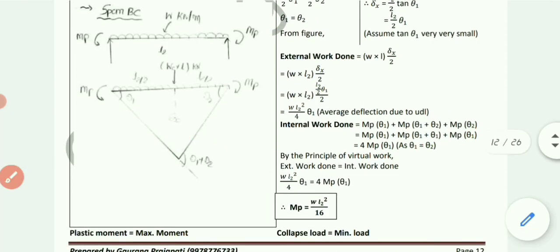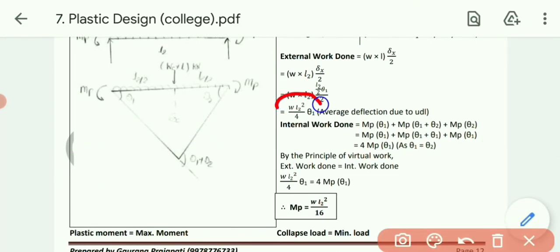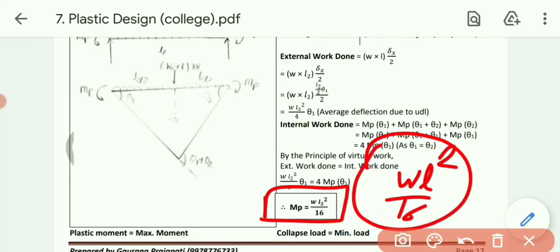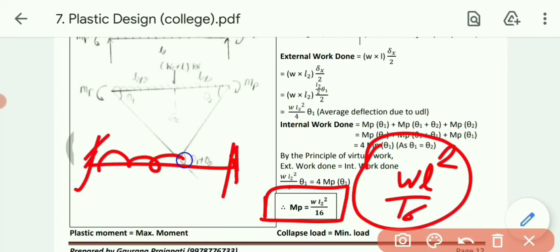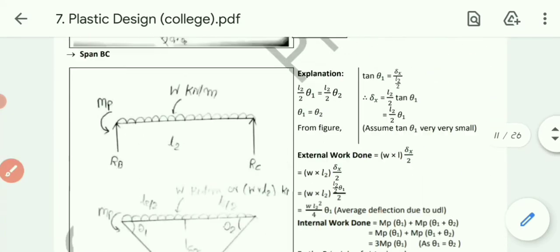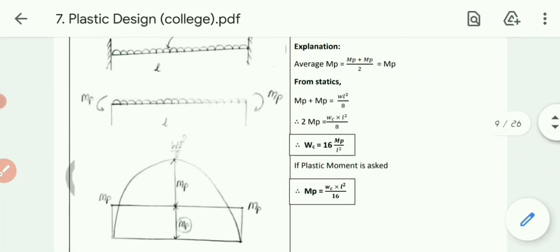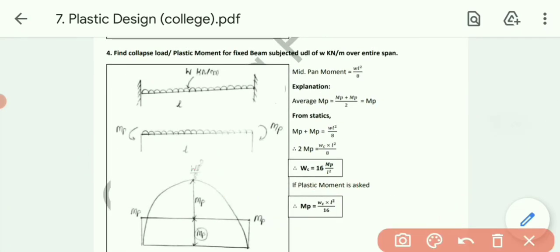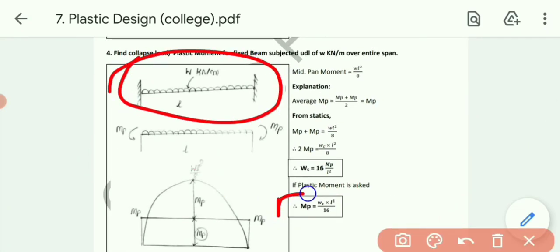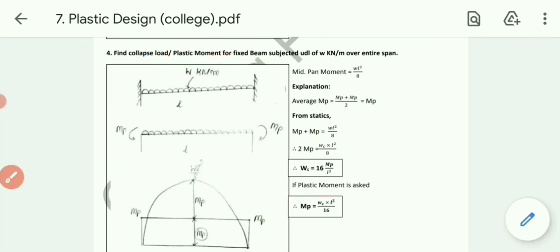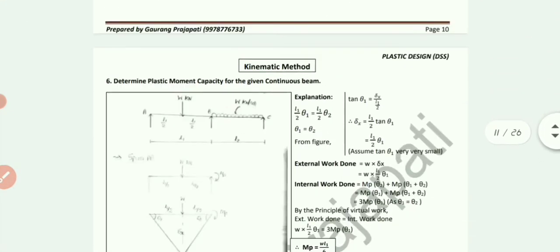Okay, so let's equate the external as well as internal work. By solving this we will get MP, so the formula of the MP will be WL square by 16. Okay, let's keep it as a constant, WL square by 16. So this is the case of fixed beam with UDL over entire span. So let's see the formula which we derived earlier. See over here, fixed beam with UDL over entire span, we got the moment formula WL square by 16. Okay, so by using both static as well as kinematic method, we have derived all four formulas.